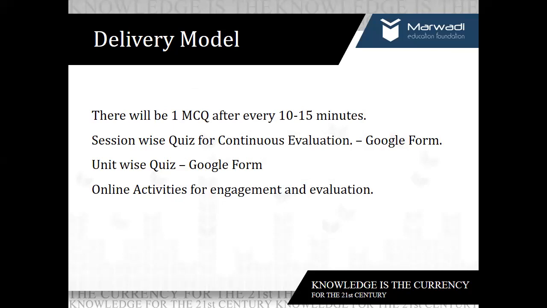Fine. So there will be quizzes session-wise and quizzes unit-wise, and we'll have lots of tools that I know about. I'll apply those tools, and we'll have lots of activities in the class. Fine. So this is the way we will deliver this.